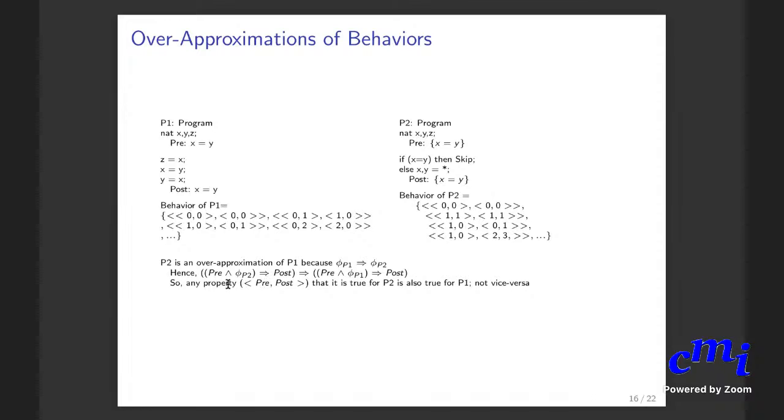Correct? So in this case, specifically, with respect to this pre and post, if that pre-post specification is satisfied by the program P2, then it is sure to hold for P1 as well, because whenever this verification condition that we checked for the program holds good for P2, which includes more behaviors, then it has to hold good for the behaviors of P1 as well.